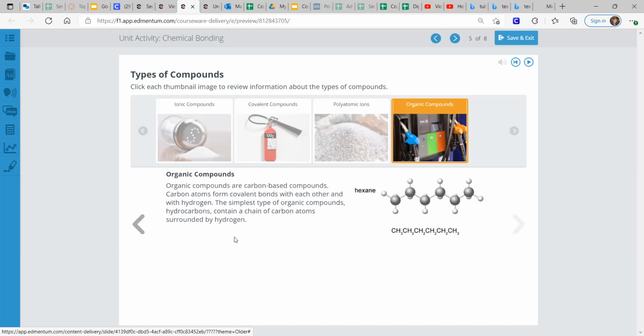Organic compounds are carbon-based compounds. Carbon atoms form covalent bonds with each other and with hydrogen. The simplest type of organic compounds are hydrocarbons. They contain a chain of carbon atoms surrounded by hydrogen. So here is an example, hexane.